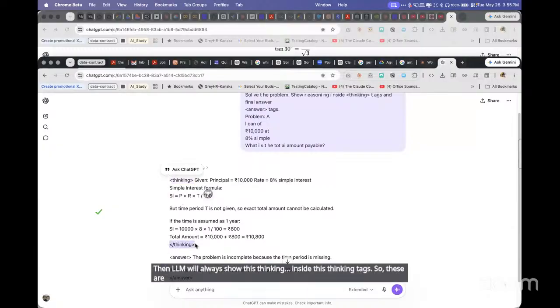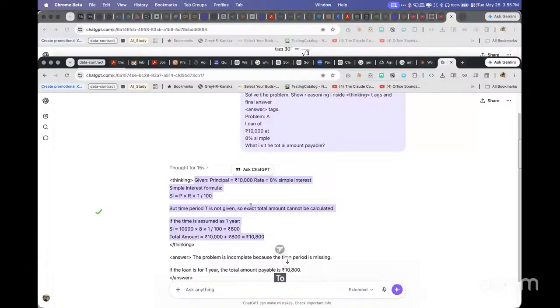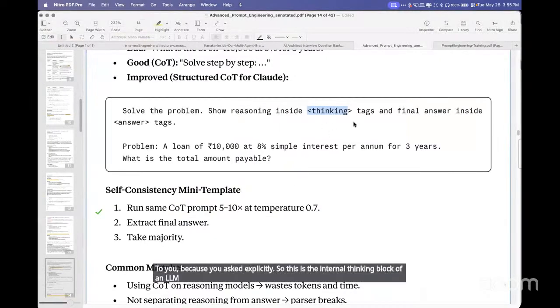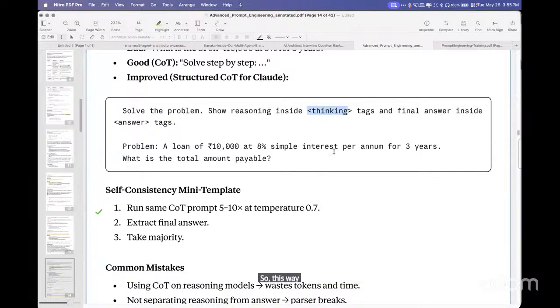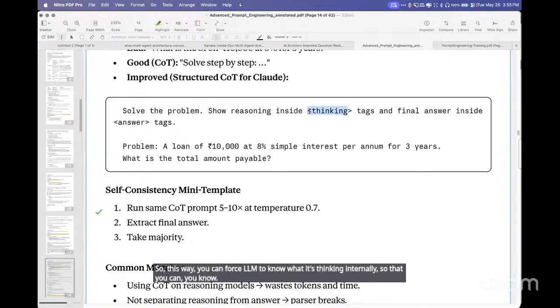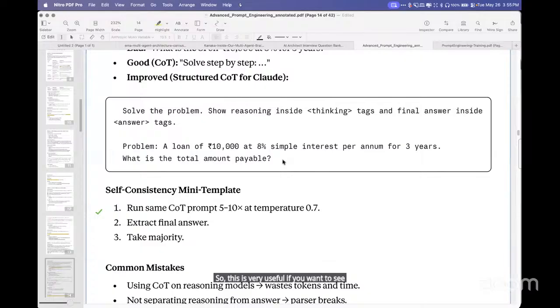So these are the thinking tags: the thinking tag opening, and the thinking tag closing. All this is only given to you because you asked explicitly. This is the internal thinking block of the LLM, which it has shown because we asked explicitly in our instruction to show its thinking. So this way you can force the LLM to reveal what it's thinking internally, so that you can tune it or mold its thinking in a different way. This is very useful if you want to see the internal thinking blocks of an LLM.